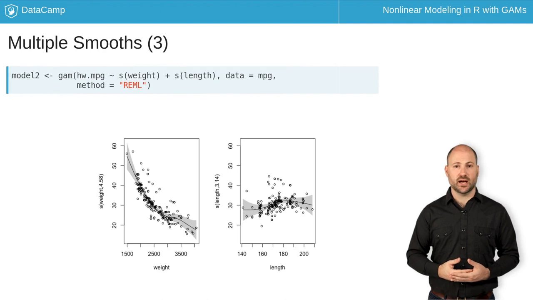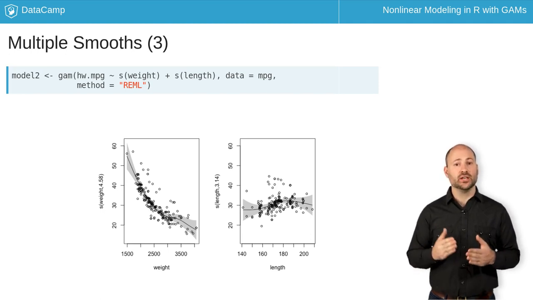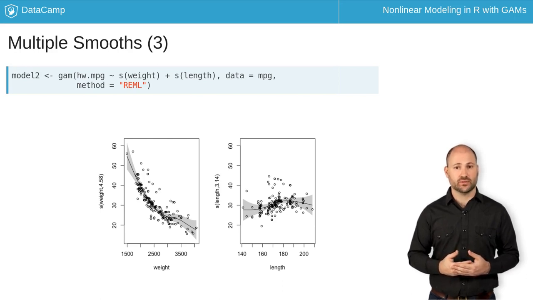We see from these plots that length has an increasing nonlinear effect on fuel economy, and this effect is weaker than the weight effect. Note that in this model, both the effect of weight and length are nonlinear terms, but the two are simply added together to get a final prediction. That addition is where the additive in generalized additive models comes from.